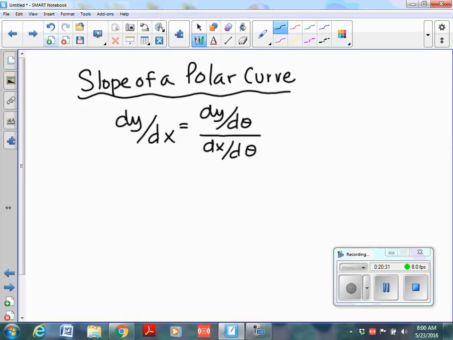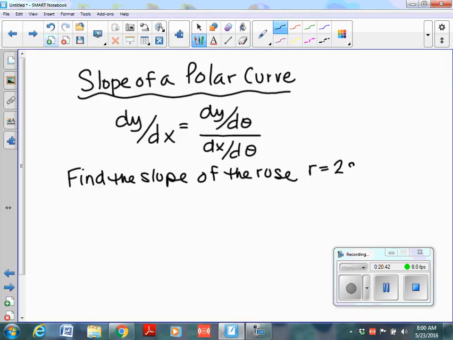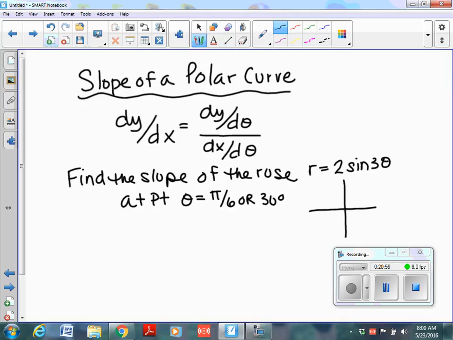So here's an example. Find the slope of the rose r equals 2 sine of 3 theta at the point theta equals pi over 6, which is the same thing as 30 degrees. You can graph this on your calculator, and it ends up being that picture that I think we just did. I know it's not the best picture. But all you have to do is find dy dx.